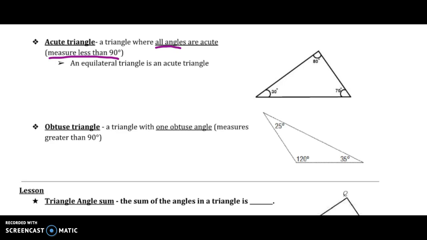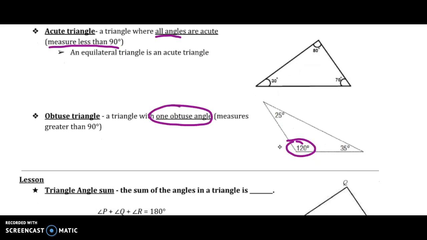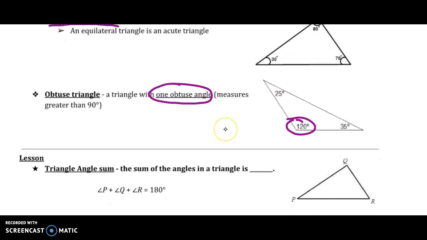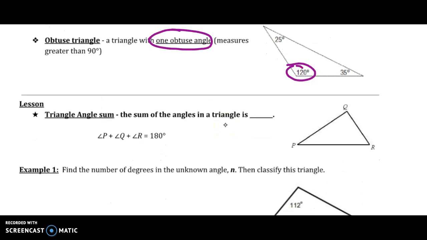And the other type of triangle is an obtuse triangle, which would have one obtuse angle, which is one angle that is larger than 90 degrees. Obtuse angle means it measures greater than 90. So let's get to the lesson piece. So that will be in the next video.